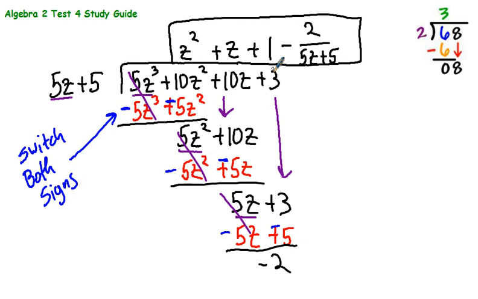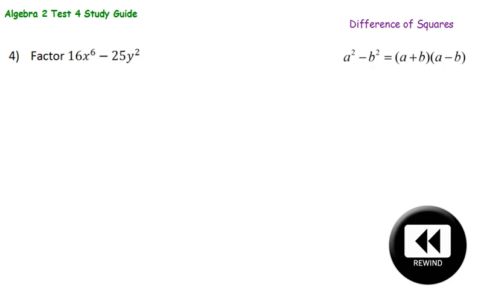All right, well, let's go ahead and take a look at number, where are we at? Number 4. All right, so it says factor 16x to the 6th minus 25y squared. Now, what that means when we talk about factoring is the reverse, to go back and say, what did that look like before?